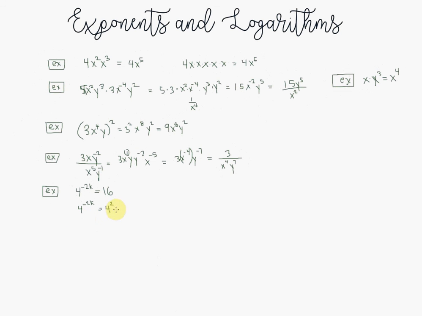If you have something like this, the exponents have to equal each other because otherwise this equal sign would not hold up. So if you have 4 raised to -2k and 4 raised to 2, therefore -2k has to equal 2 for this equation to be true. And then that eliminates the exponent part of the problem and we're able to just solve for k. By dividing both sides by -2, we get k equals -1.